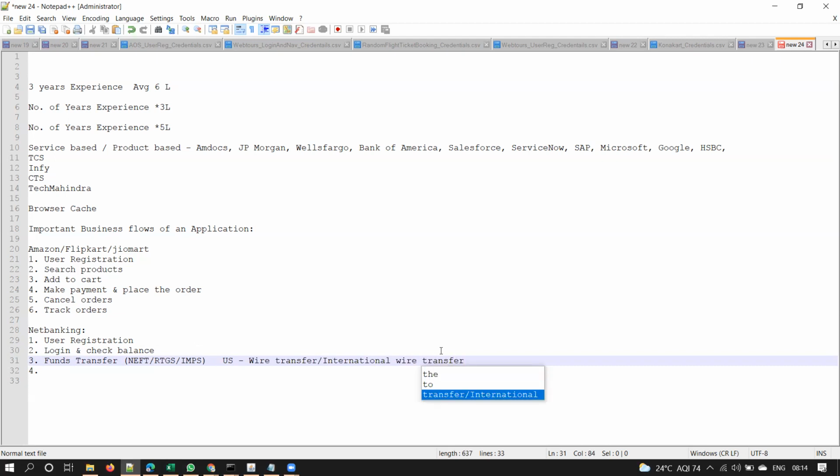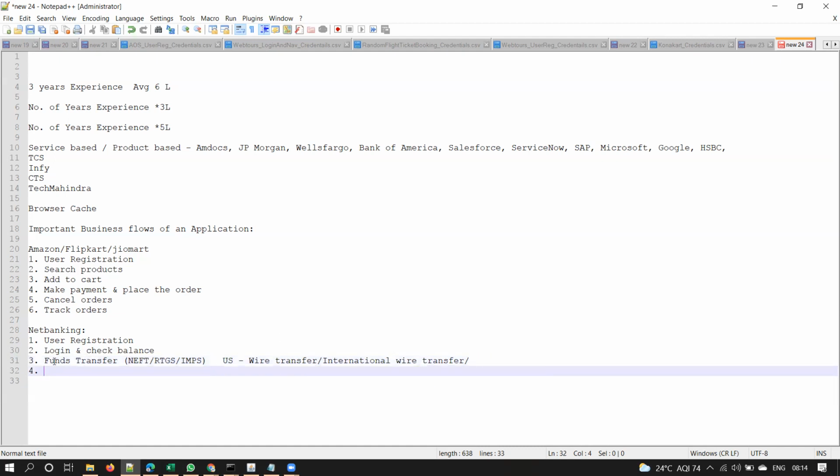I worked for a US application when I was working for Bank of America. Then I came across these terms: wire transfer, international wire transfer, and so on. So fund transfer is one of the important business flows of a net banking application. What else, guys?